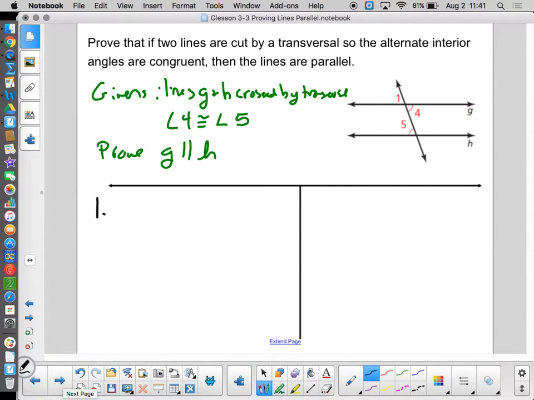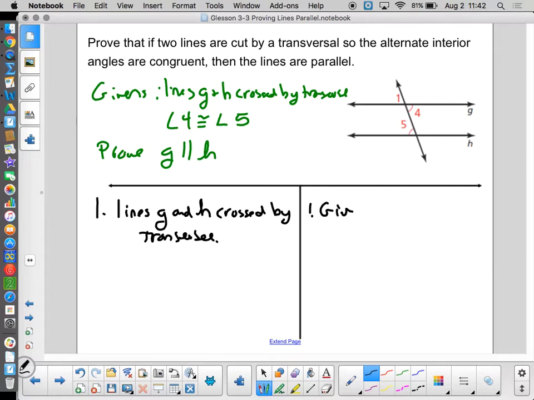So what are we given? First given, lines G and H crossed by a transversal. That's given. And we're given angle 4 is congruent to angle 5. Well, what can I conclude?